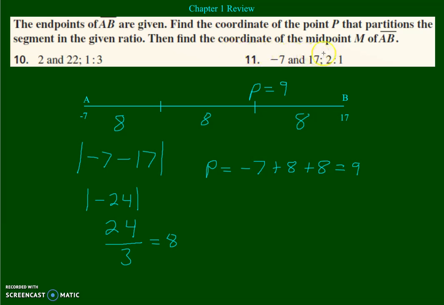Now we want to find the coordinate of the midpoint of AB. The midpoint is given as the average of the endpoints, -7 plus 17 divided by 2, which gives us 5. So the midpoint, M, is somewhere in this vicinity. Midpoint M, which is 5. And so let's move on to problem 12.